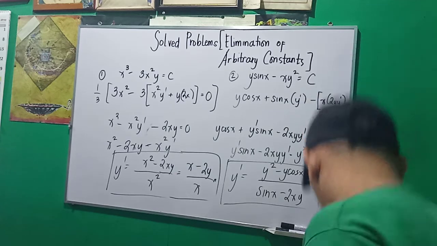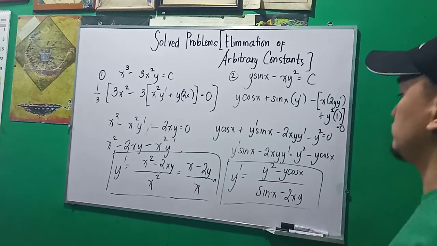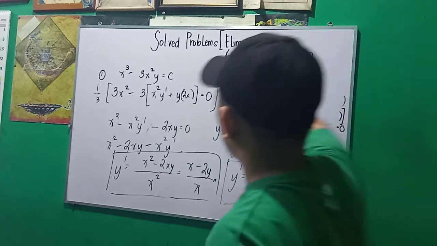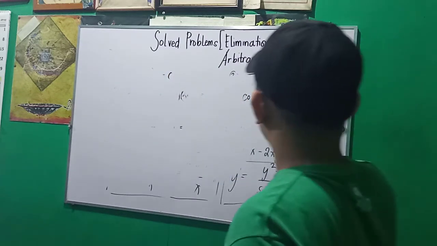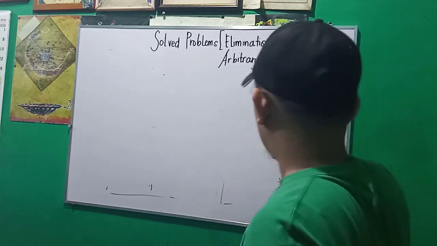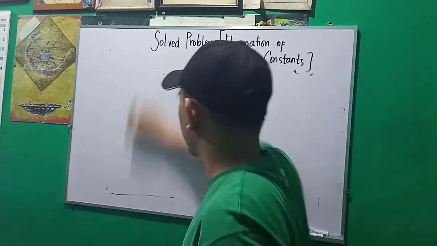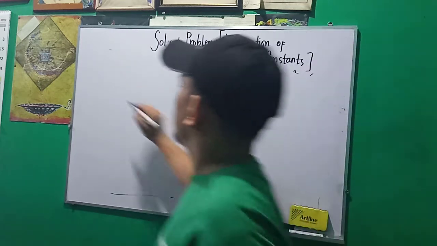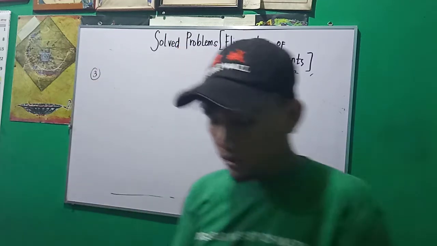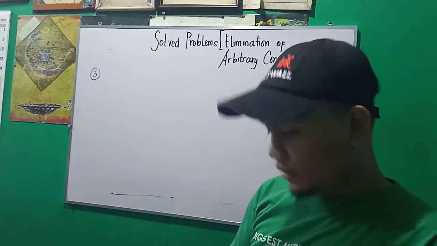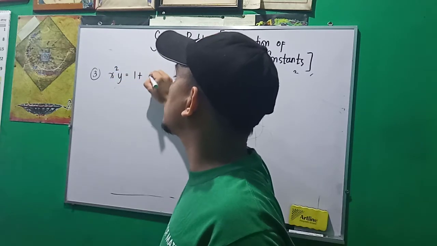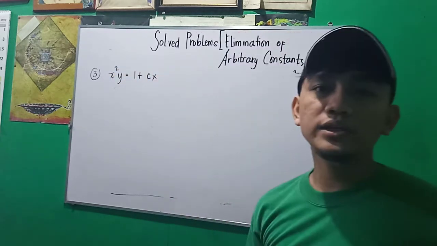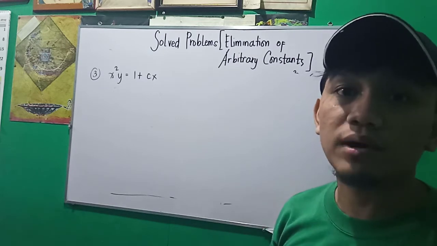Proceed tayo sa next problem. Number 3. Okay, number 3, mga Lodi. Number 3, x squared y equals 1 plus cx. Sir IJ, paano yan yung constant natin may kasamang variable?